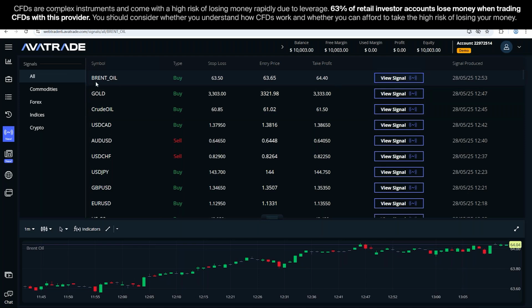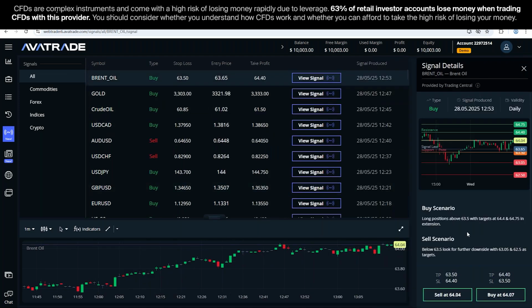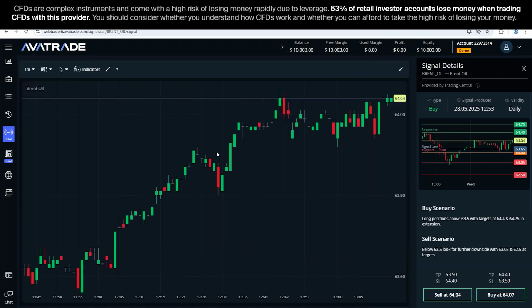So let's select the first one, Brent oil. We click on view signal. Excellent. We've got some analysis that was done here. We're going to extend the chart to see it a bit better. Then we're going to see that the validity of the chart is daily. That, in short, means that each candle on the chart represents a 1 day time frame.